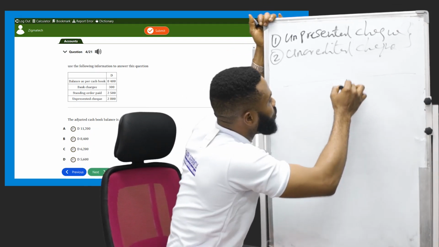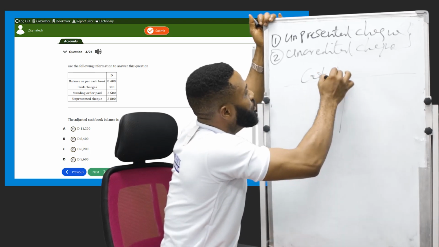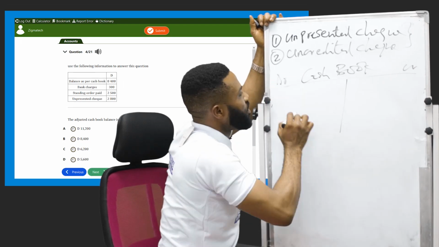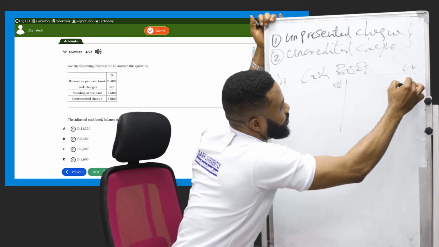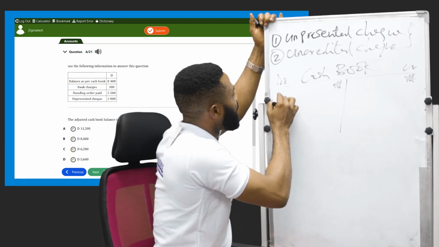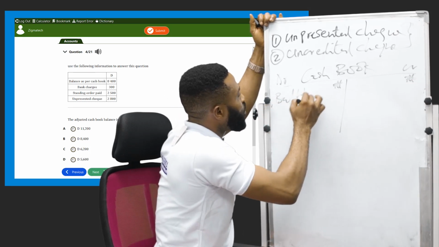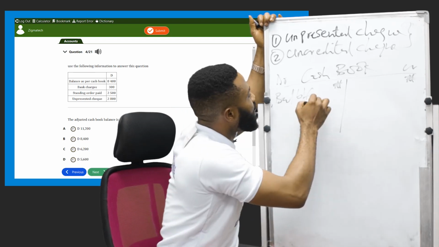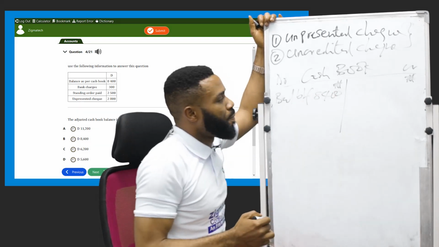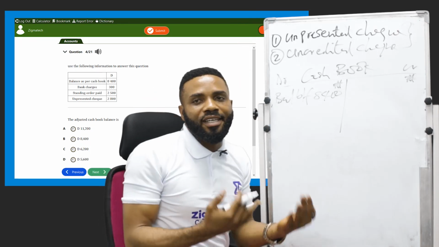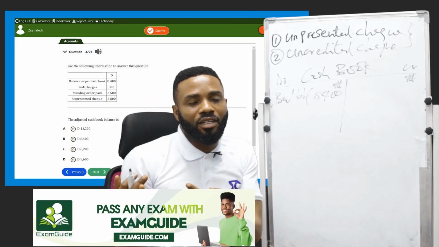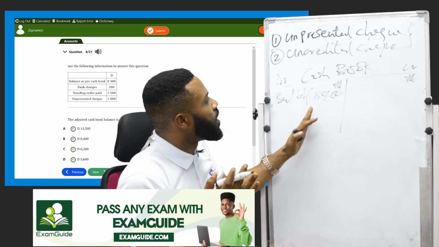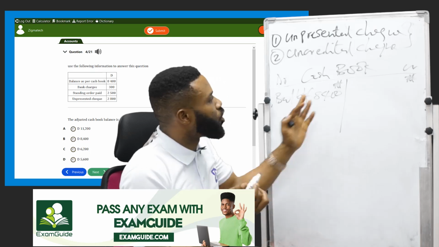Let's use T format. It looks like this. This is the cash book. This is your credit side. This is your debit side. This is your naira sign. So the balance brought forward from the question is 8,400. Meanwhile, you know that there are transactions that have been deducted from the bank statement, that were not deducted from the cash book. So what do we do? Just subtract them.